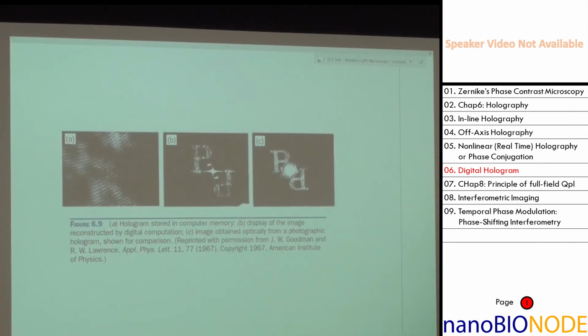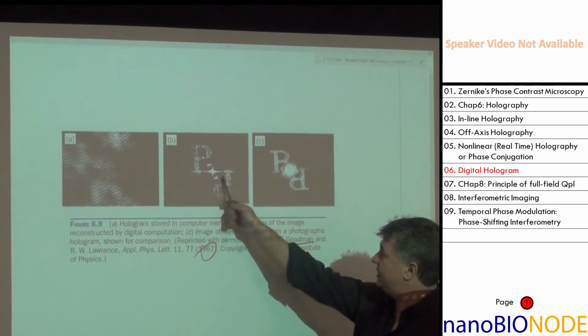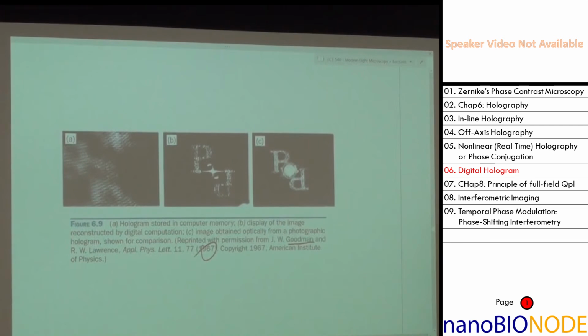So this paper is from 67. Goodman, one of the leaders in our field of, if you want, optical information. He wrote a classical book on Fourier optics that is listed in your reference list. And his research was on these kind of things. And this is the first paper on digital holography.